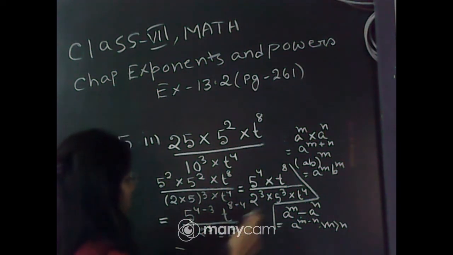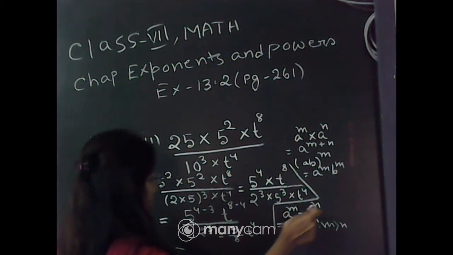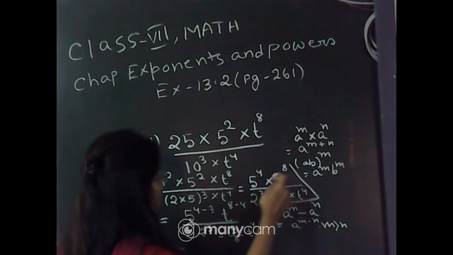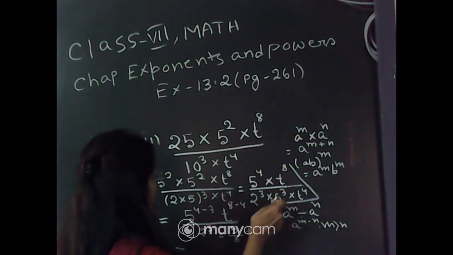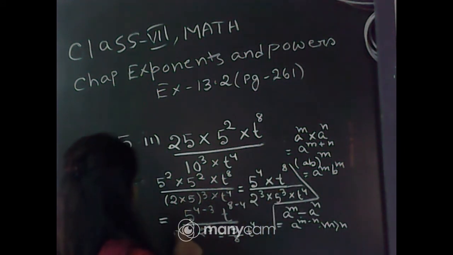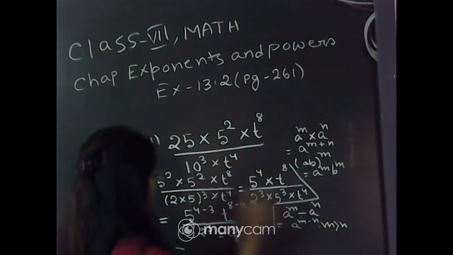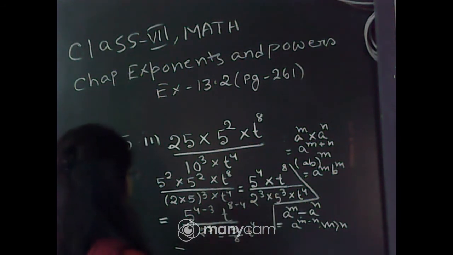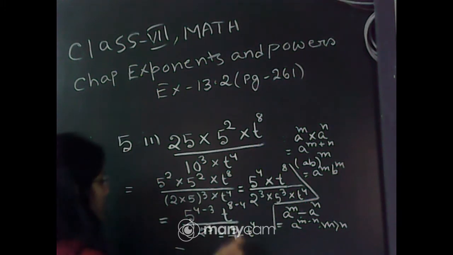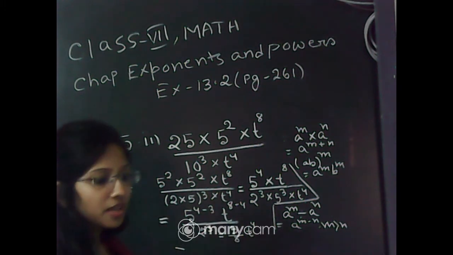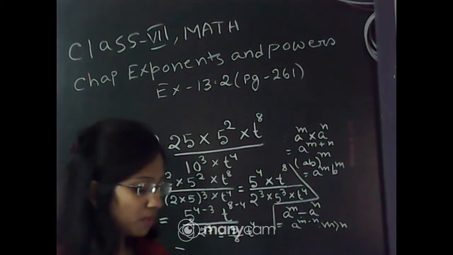Also we apply the rule a to the power m divided by a to the power n is equal to a to the power m minus n. So 5 to the power 4 divided by 5 cube is equal to 5 to the power 4 minus 3, and t to the power 8 divided by t to the power 4 is equal to t to the power 8 minus 4. Okay, and the final answer is 5 by 8 t to the power 4. Clear? Up to this portion, any problem?